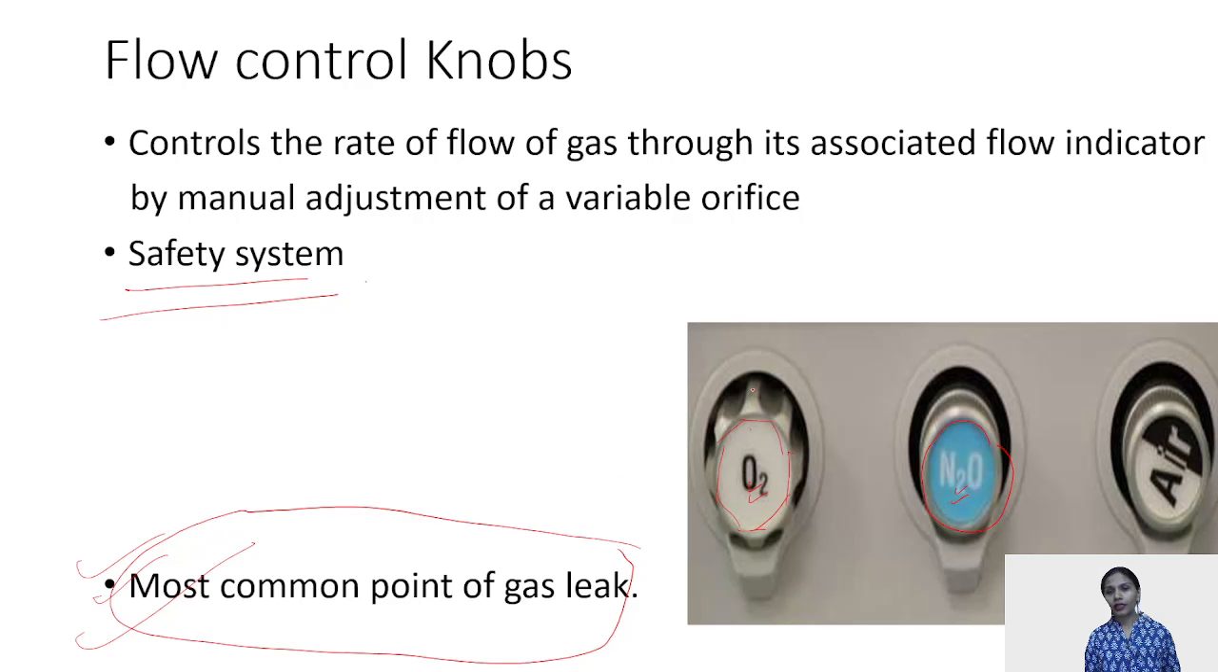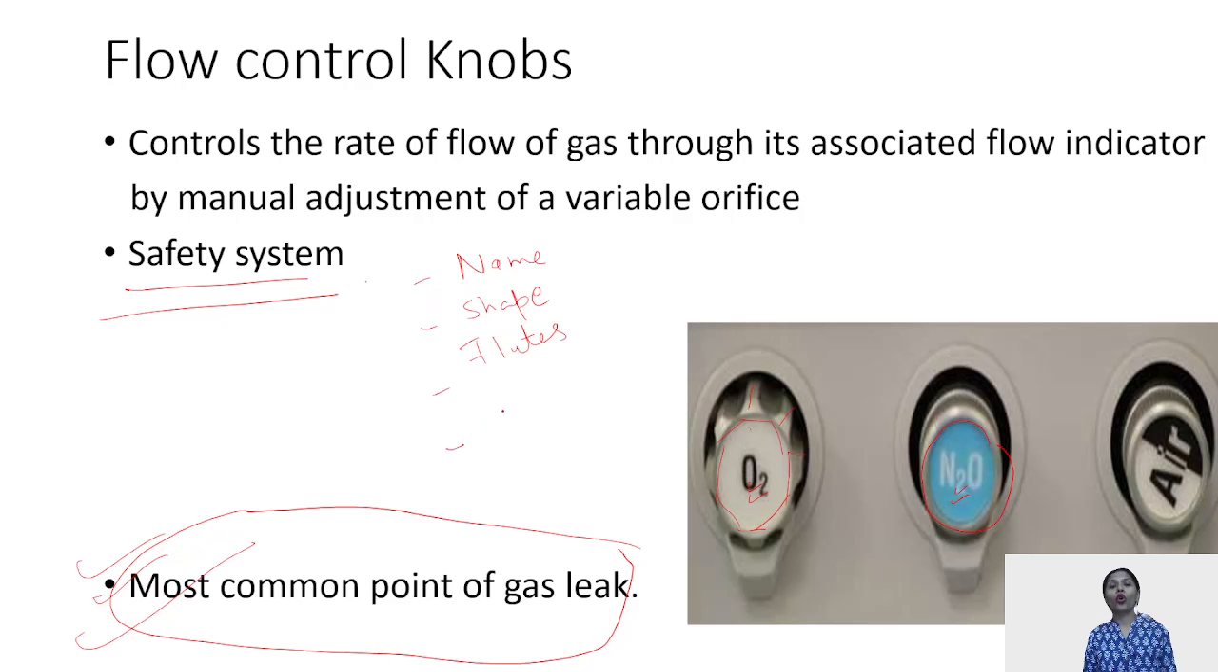Then as you can see, these flow control knobs are fluted. These are serrations. You can touch and tell that this is oxygen. The name is written. The shape is different. Then you have flutes on the oxygen. You can touch and feel that yes, this is oxygen.